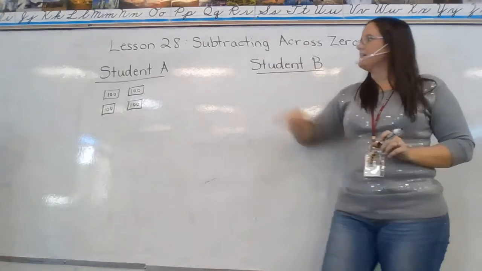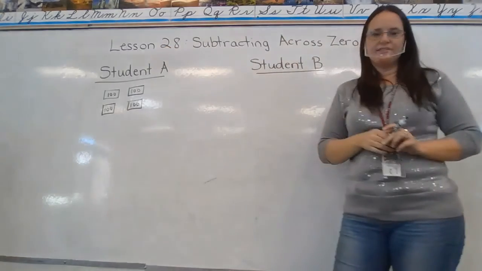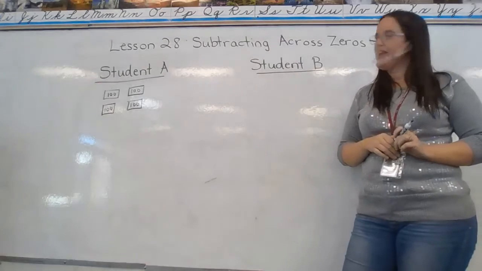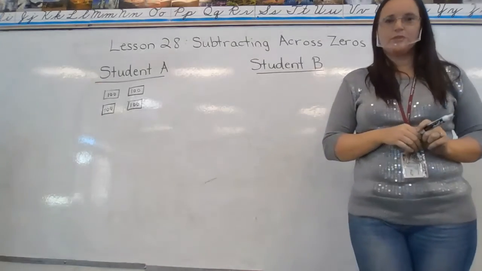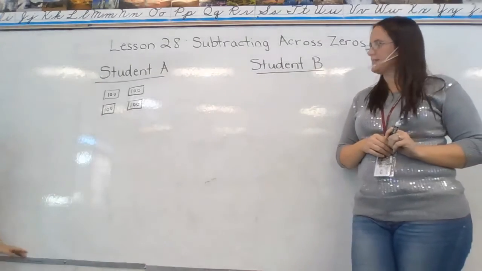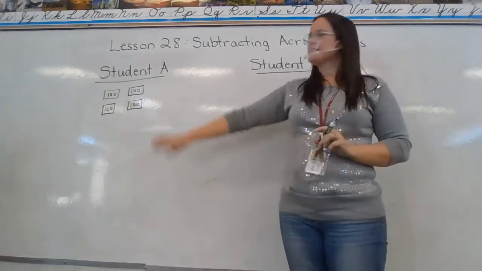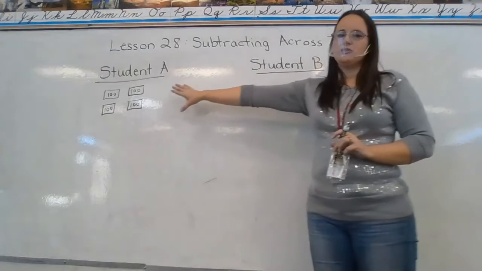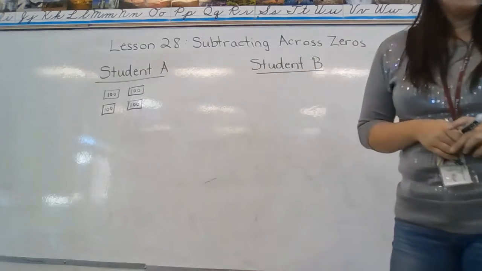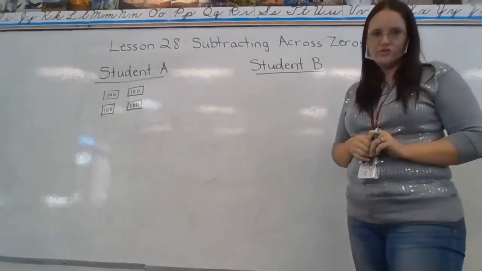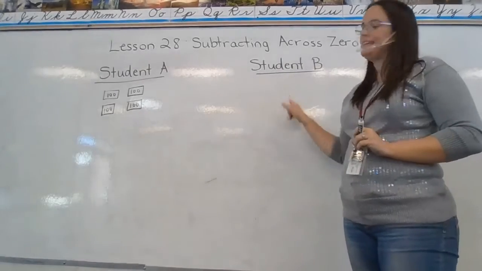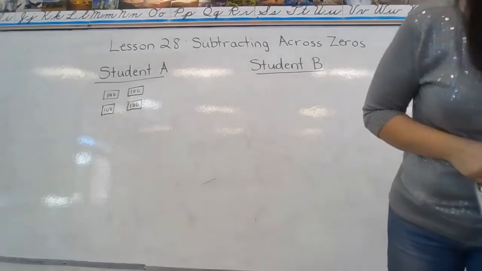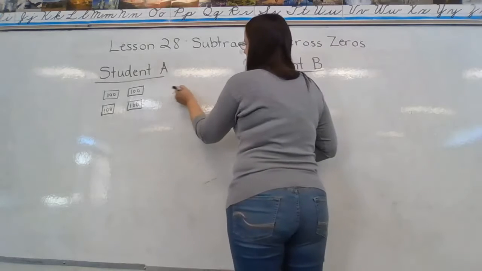Class. Today we are on lesson 28 of Saxon Math Book 3, and today we're going to be talking about subtracting across zeros. So for our first example, we have two students, a student A and a student B. Student A has $400. They have 4 hundreds. They are going to give student B $163.